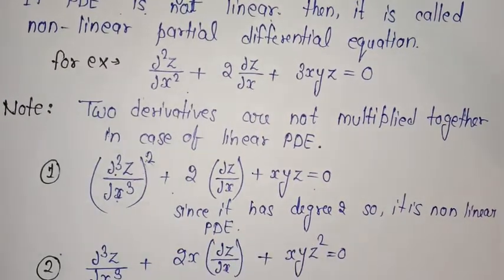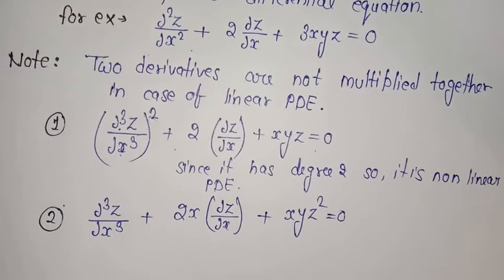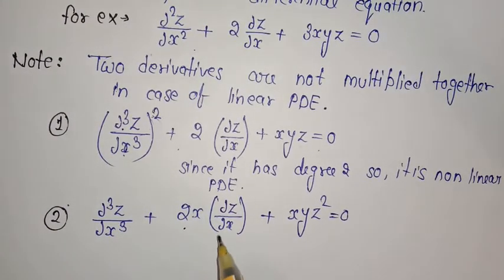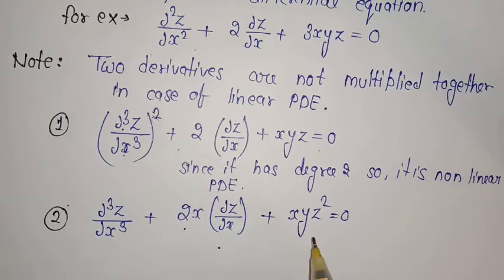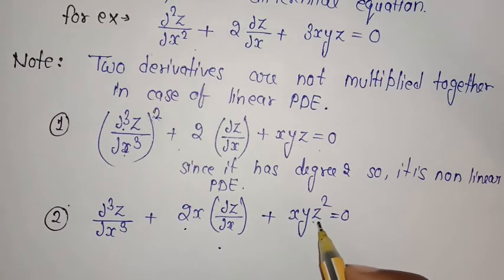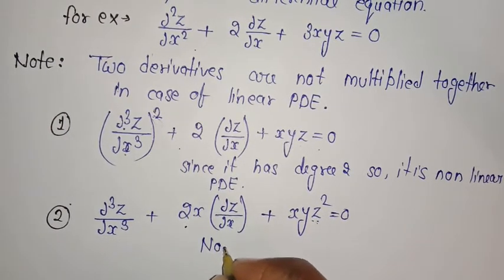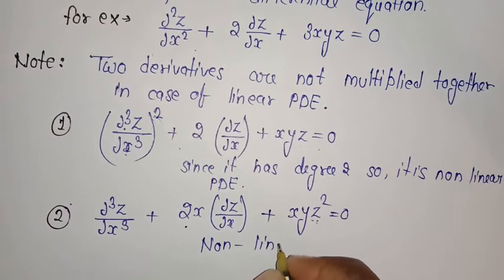Now we will see our next example, that is ∂³z/∂x³ + 2x ∂z/∂x + xyz². Here our dependent variable is z and it is present in degree 2. So this again becomes non-linear. So this is also an example of a non-linear partial differential equation.